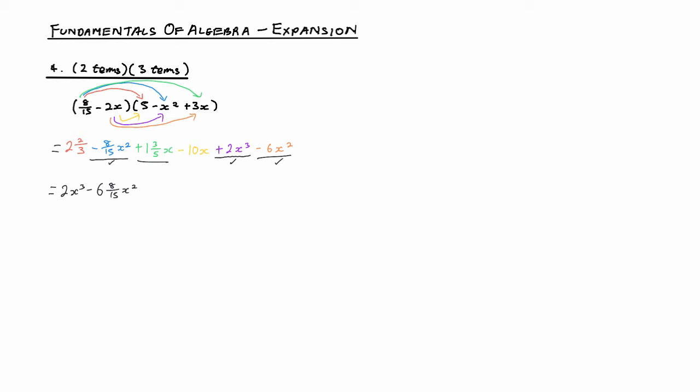Then we deal with the x's. 1 and 3/5 minus 10. Key that into your calculator. You get minus 8 and 2/5 x. So that's also dealt with. And finally, you have the number. No sign in front means it's plus.